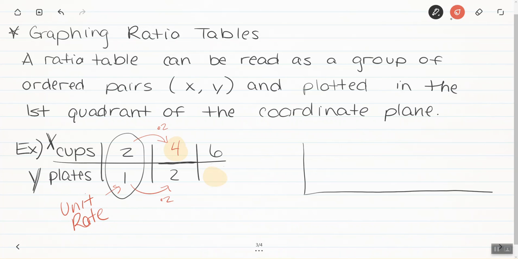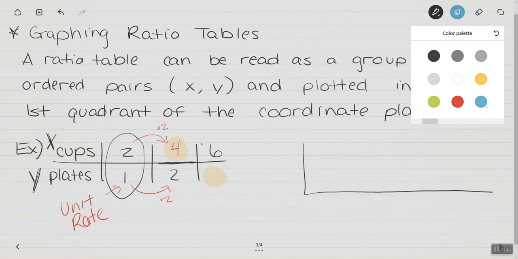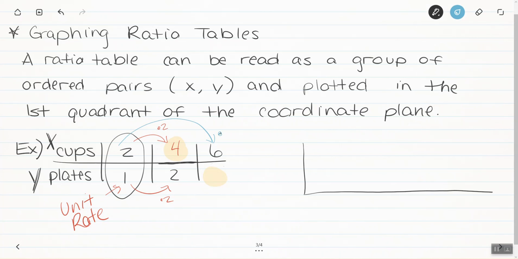Now, if we continue moving forward in this table, I need to get to the 6, so I can do 2 times 3. It gives me 6, so I do 1 times 3 on the bottom, and that will give me 3. So I fill in that blank with a 3. So there's all my points.